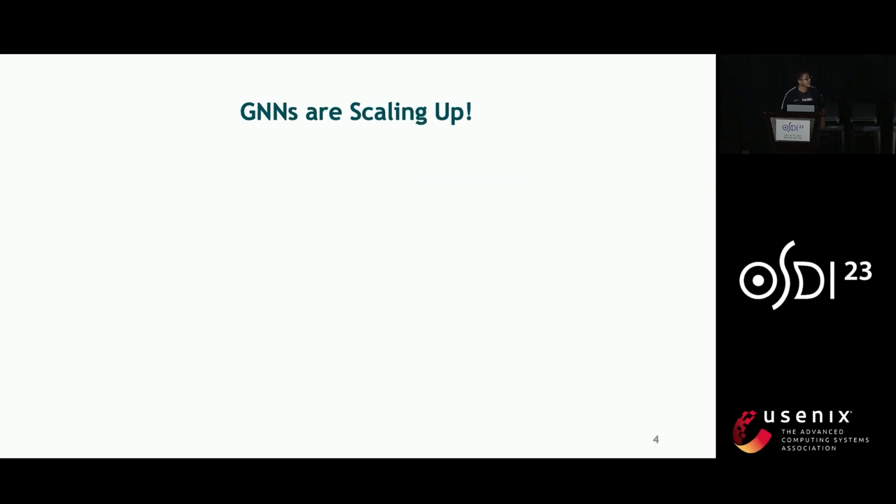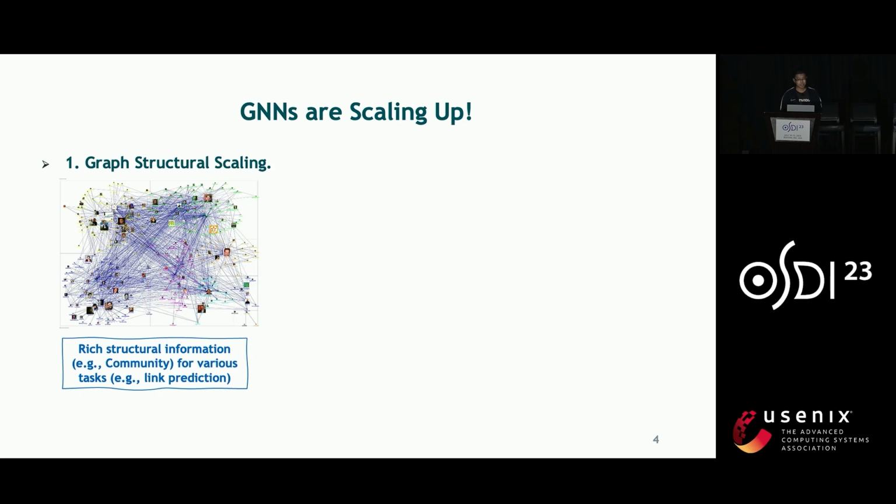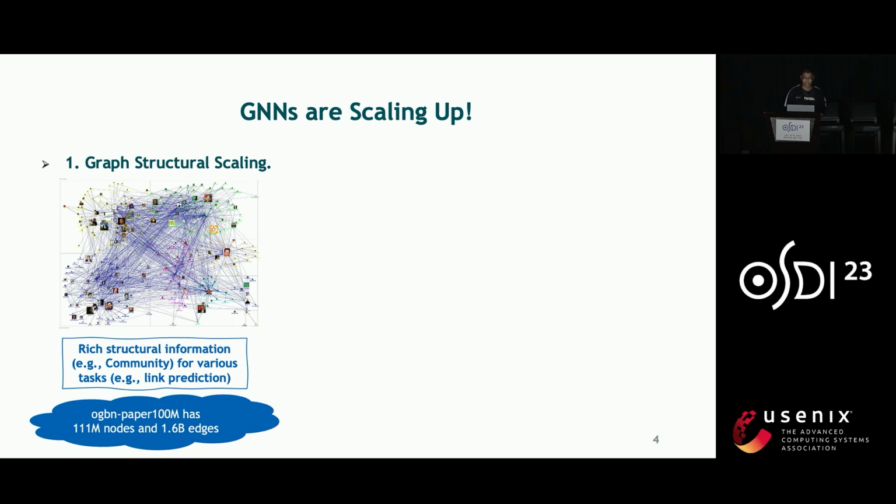With the increasing size of real-world graph data, the size of GNN input graphs is also scaling up. Specifically, there are two major trends. The first one is graph structural scaling, which promotes model generality, as shown in the huge number of nodes and edges. For example, a recent dataset has reached 100 million nodes with 1.6 billion edges.